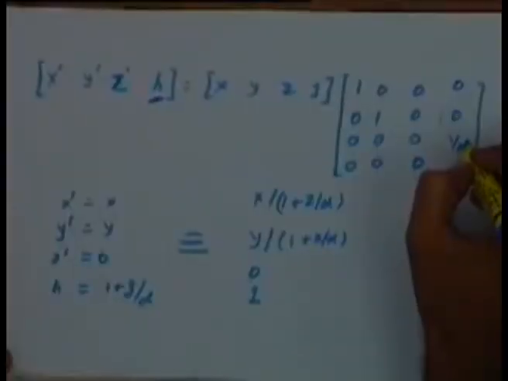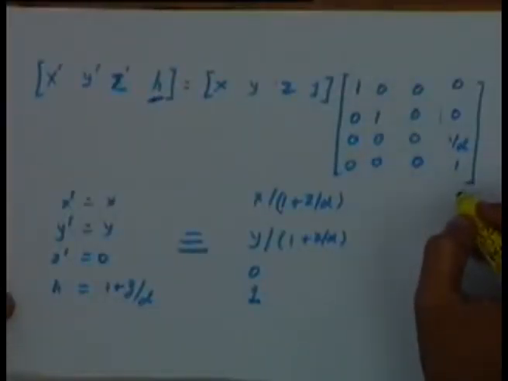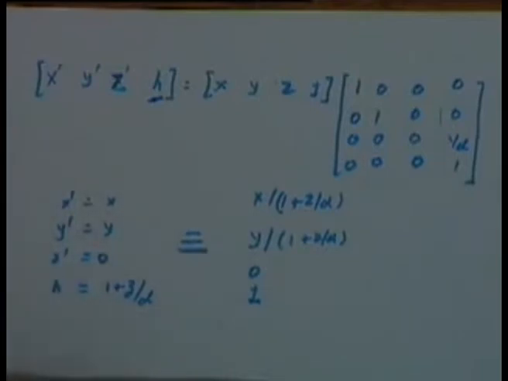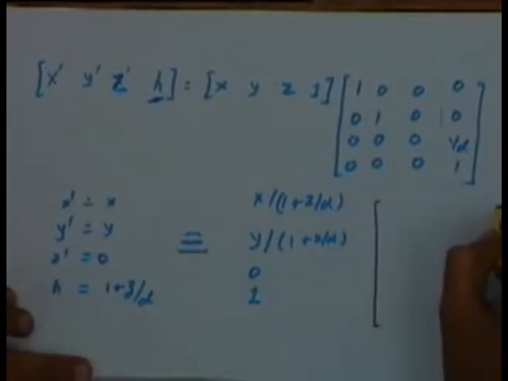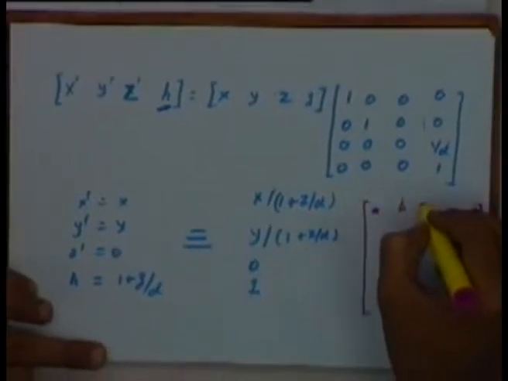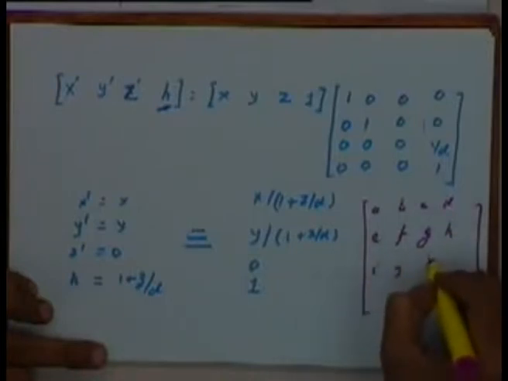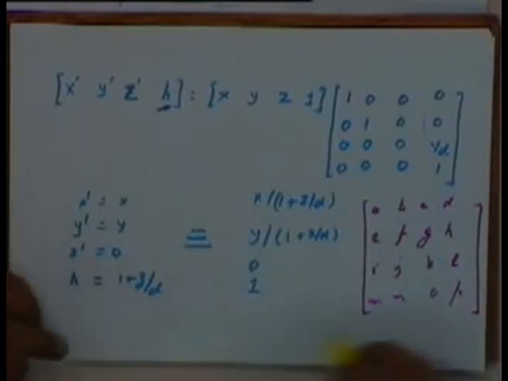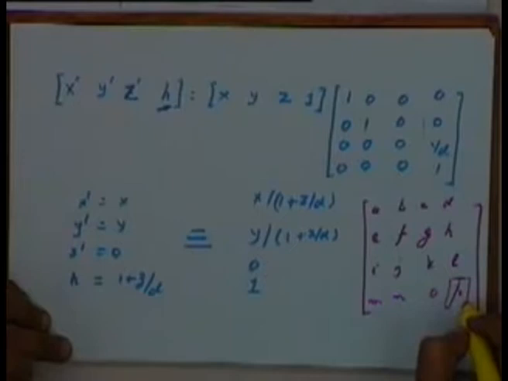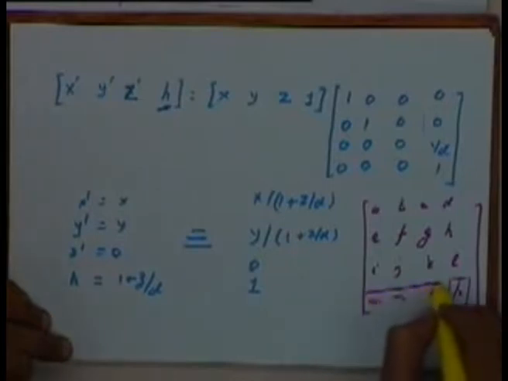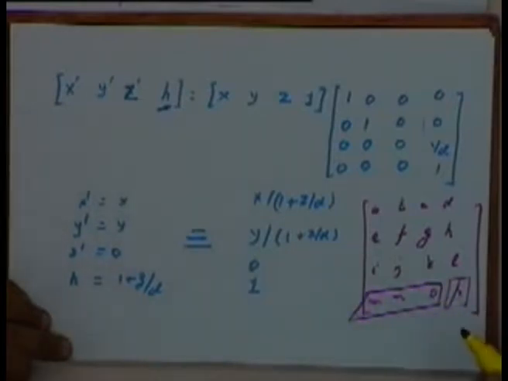So for capturing this perspective transformation, we put a 1 by d term in the fourth column. Okay, and then if we now look at our general 4 by 4 matrix which we have been using for transformation, we said this term will be used for uniform scaling. These 3 terms are being used for translation.